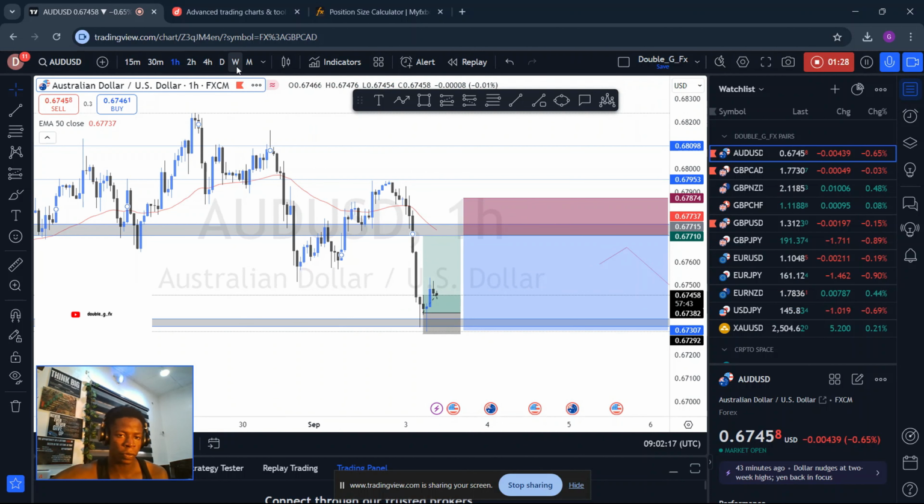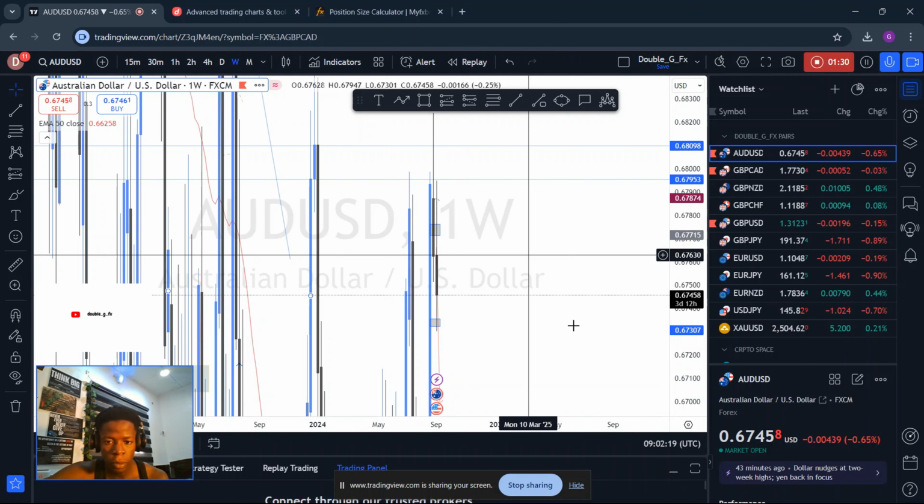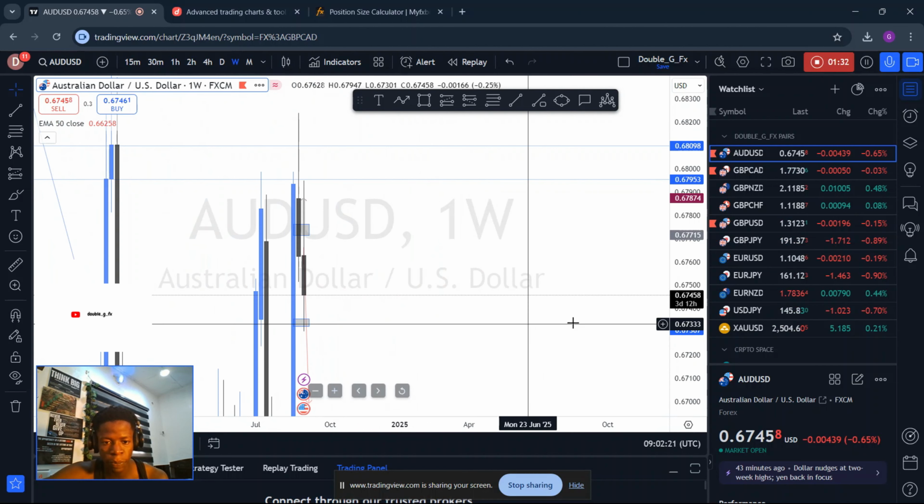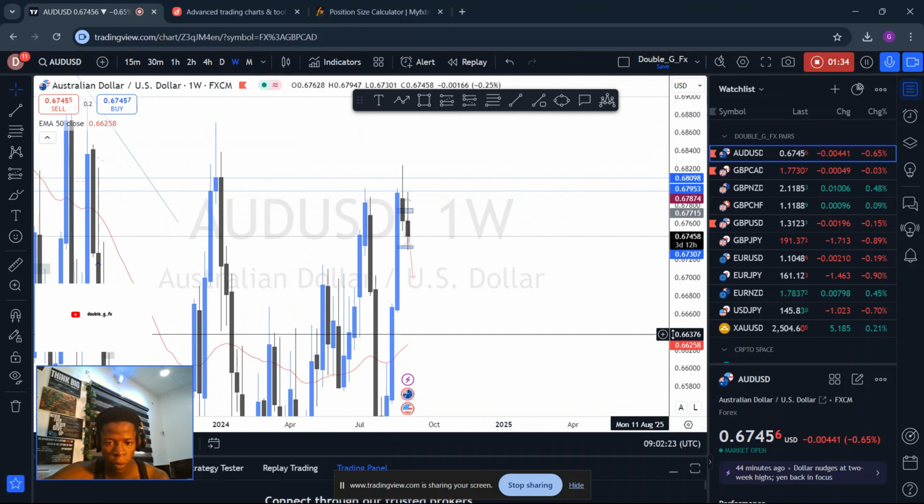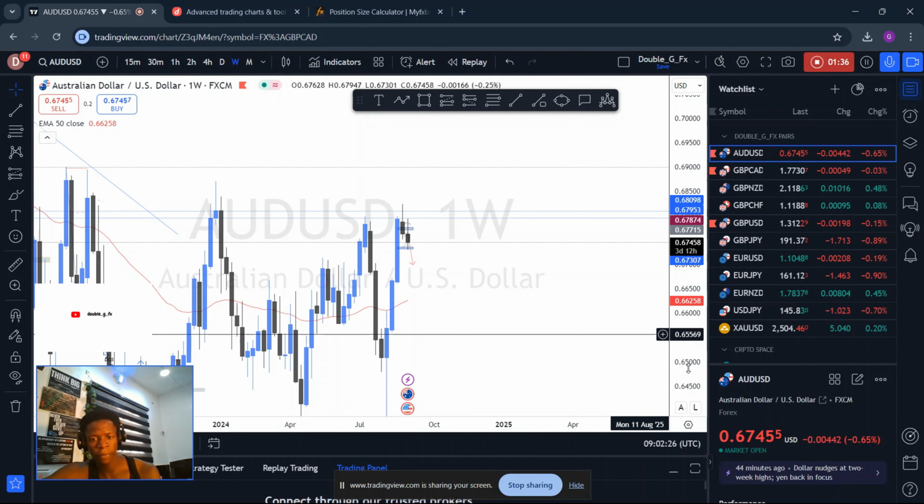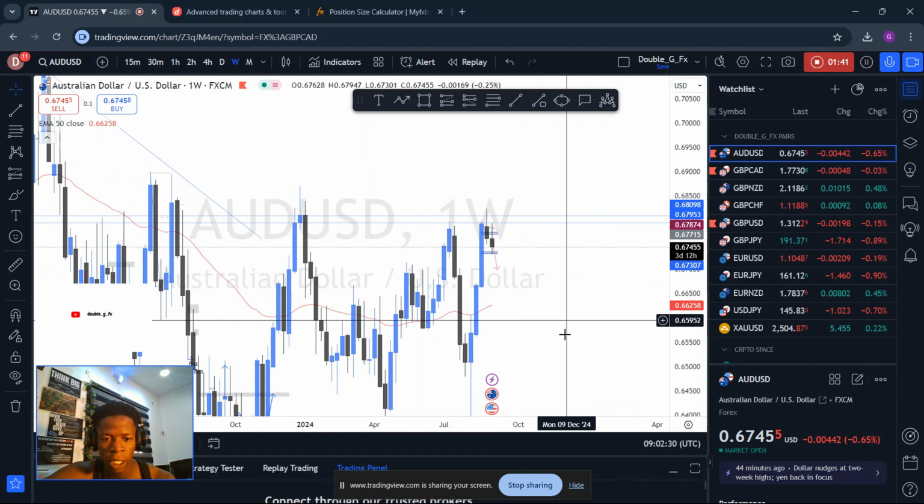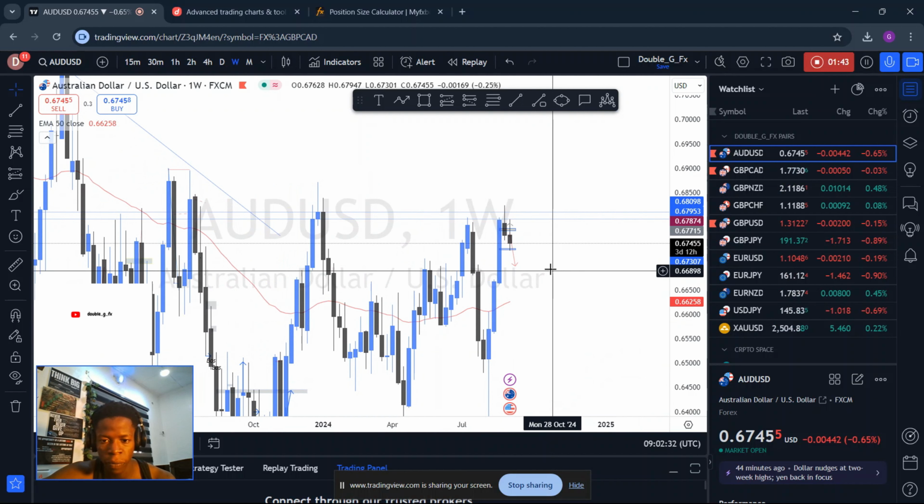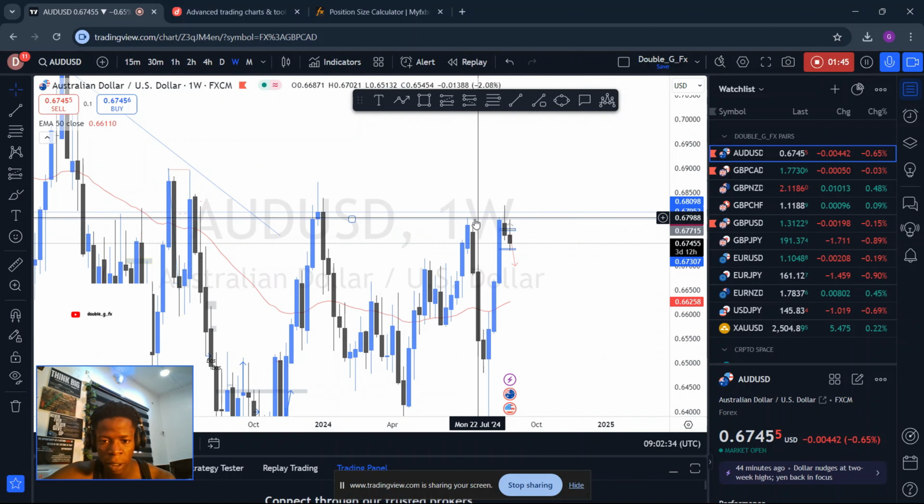So without wasting much of the time, let's go to the weekly time frame on this pair. These are the weekly time frame on AUDUSD, and we can see price is currently at a very strong area of resistance. Price reached around this region.